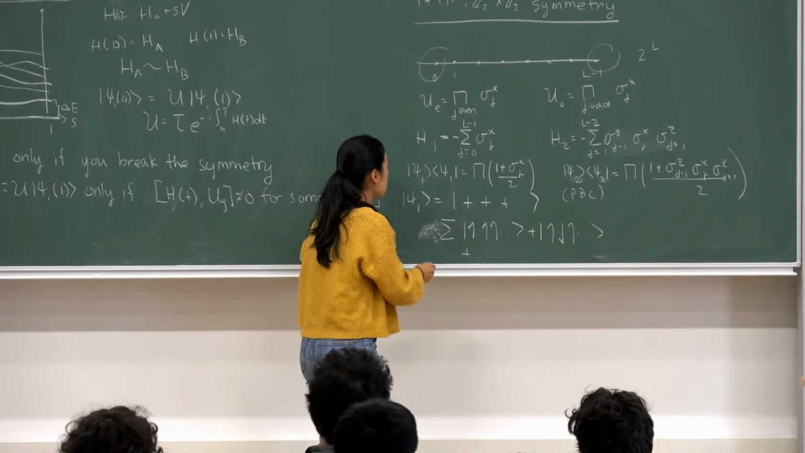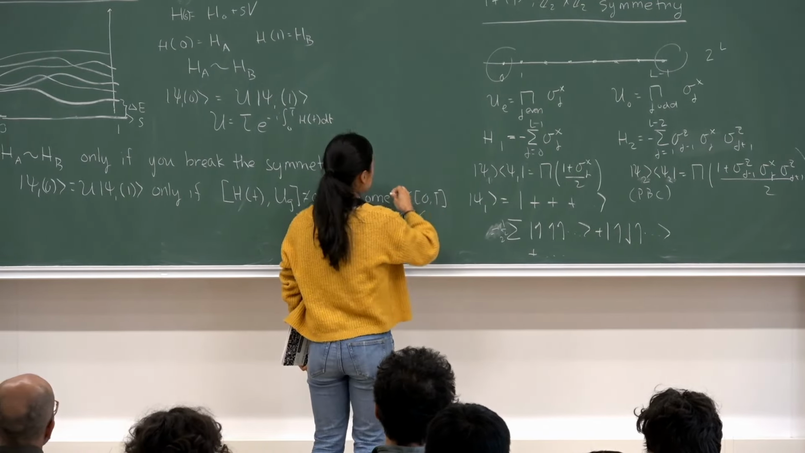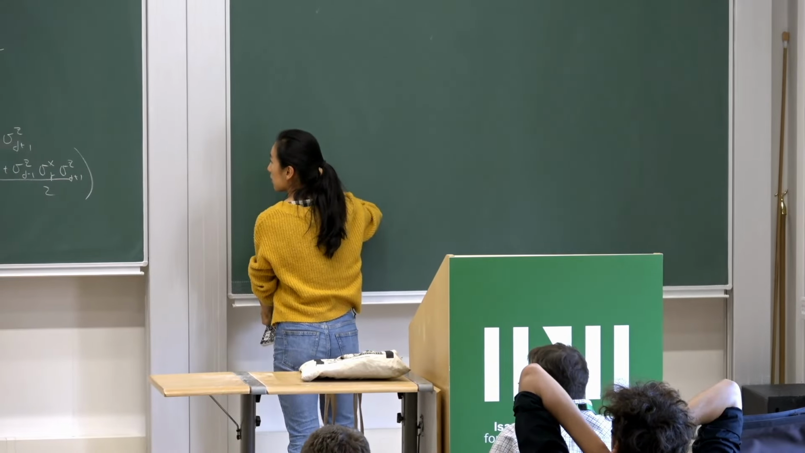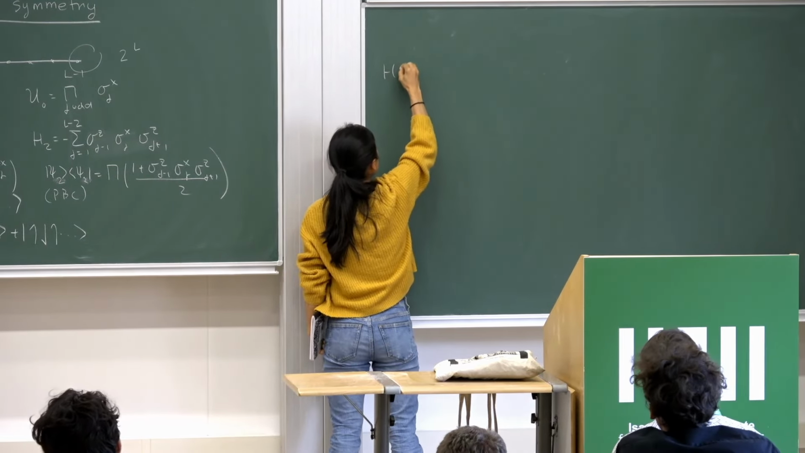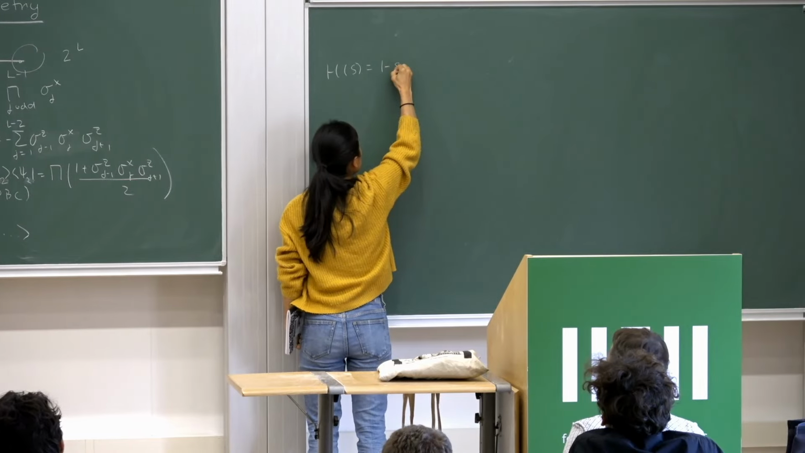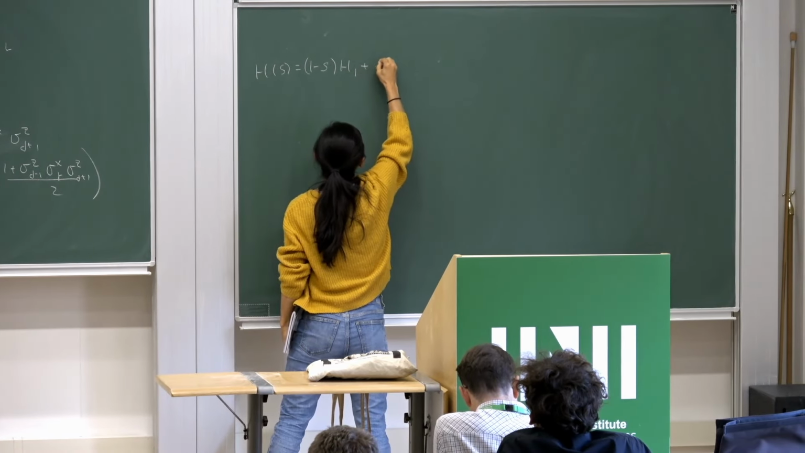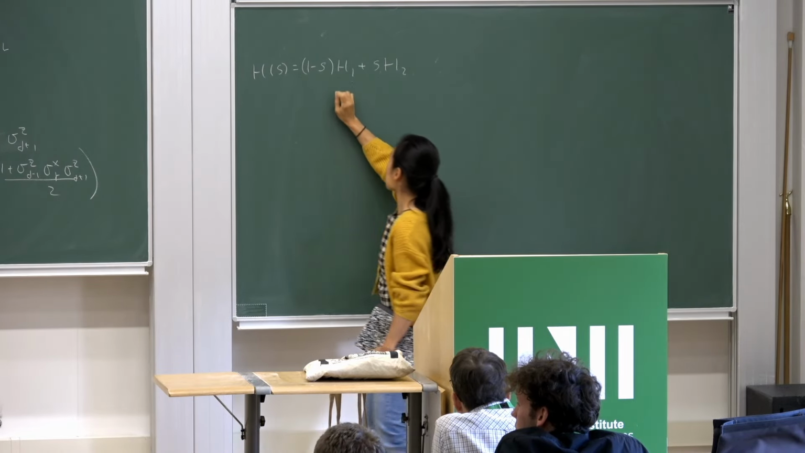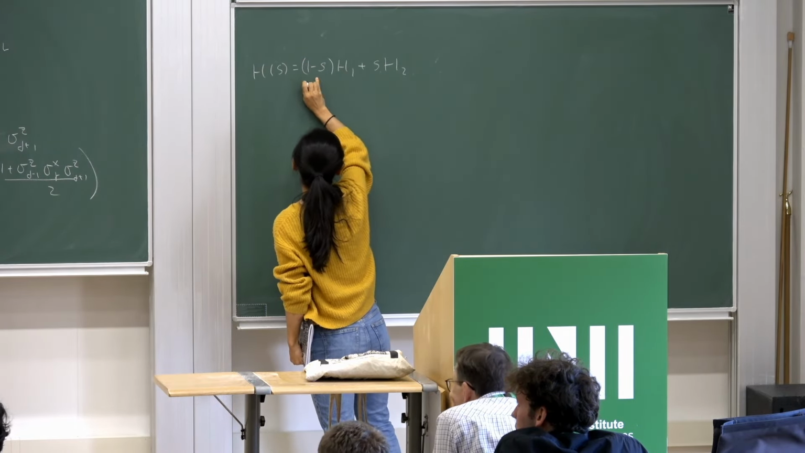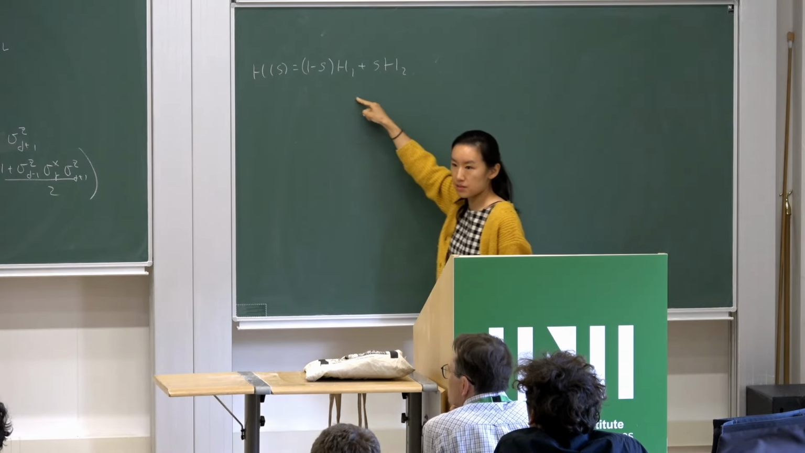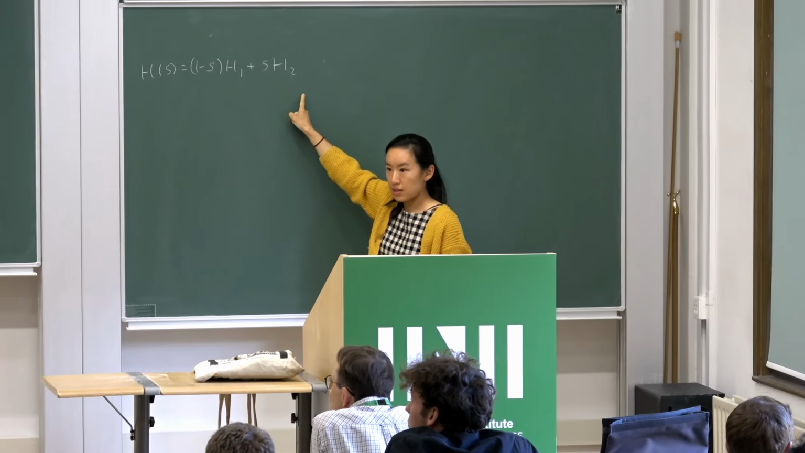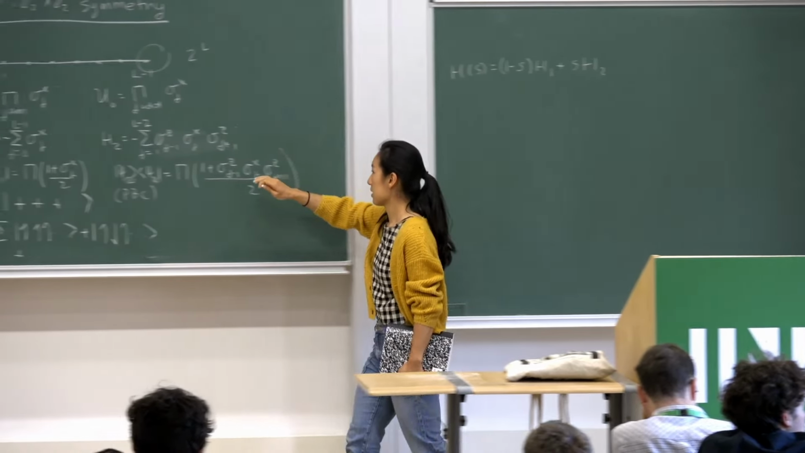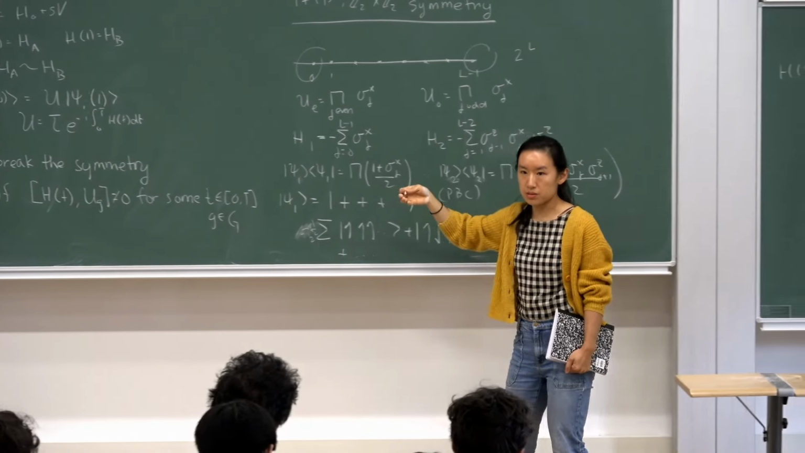So then I can write my interpolating Hamiltonian as H of S equals (1 minus S) H1 plus S H2. When S equals 0, you have H1. When S equals 1, you have H2. And this is a symmetric Hamiltonian, because we know that both of these terms preserve the symmetry, so their sum also preserves the symmetry.